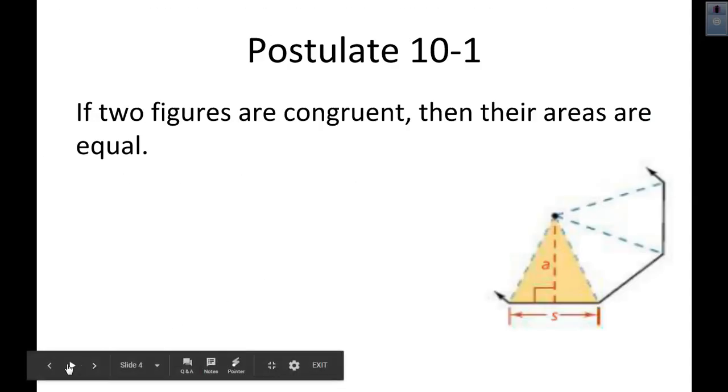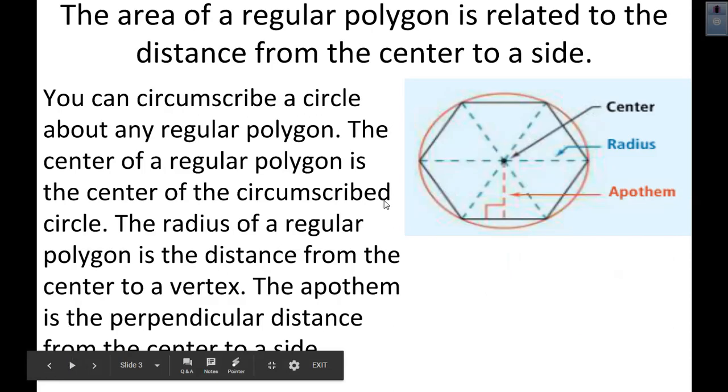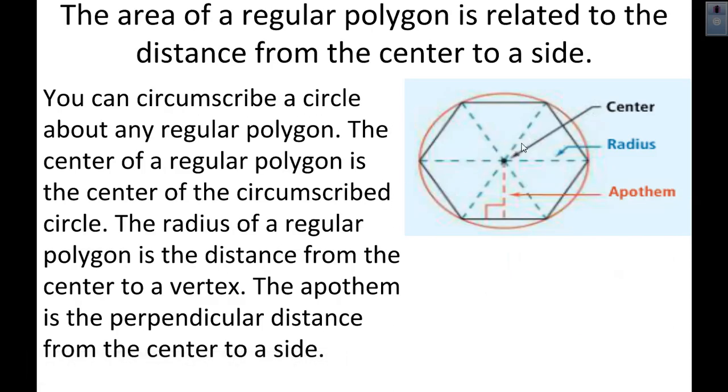So we have some parts of the circle we're going to look at in the polygons. The area of a regular polygon is related to the distance from the center to the side. Now, the term circumscribed. You can circumscribe a circle around any regular polygon. That means you're going to draw a circle around the polygon. They both have a center, and the centers are in the same spot.